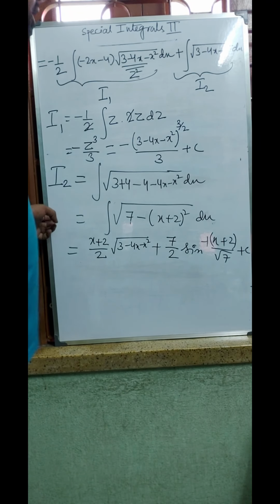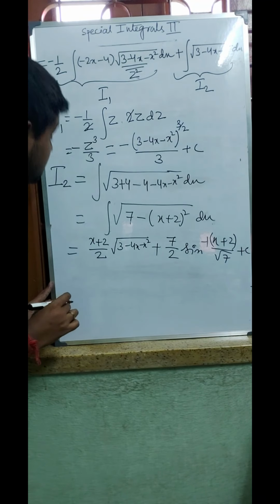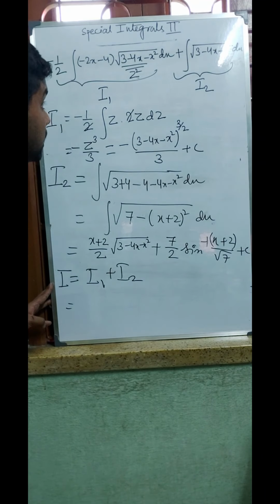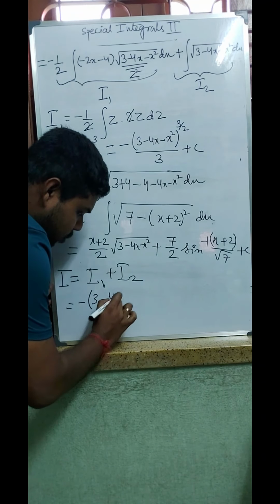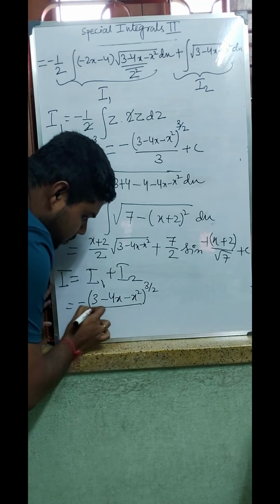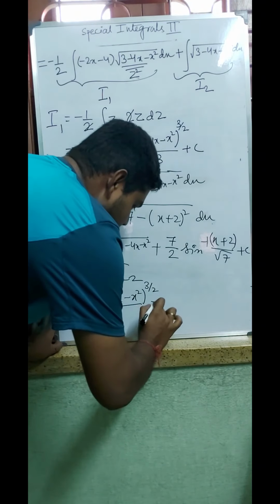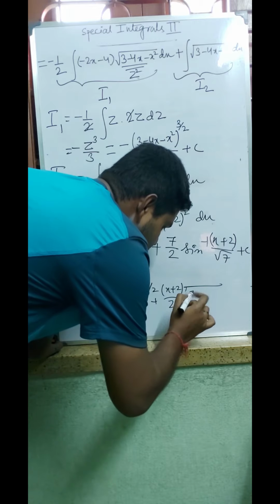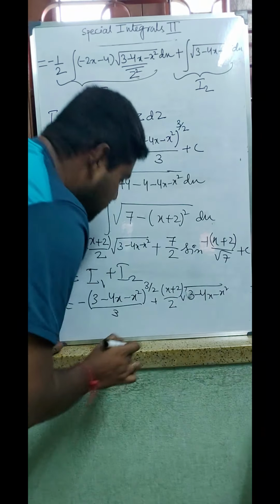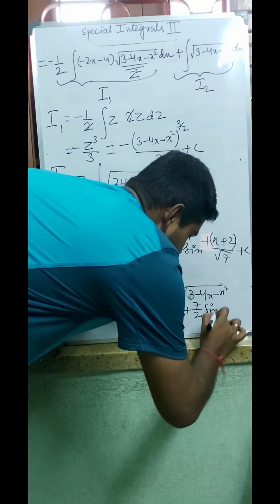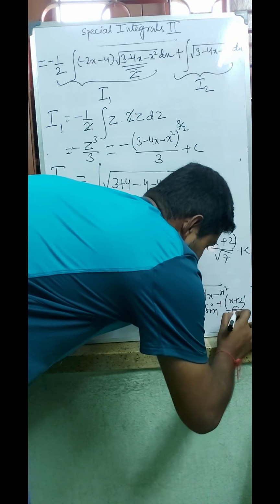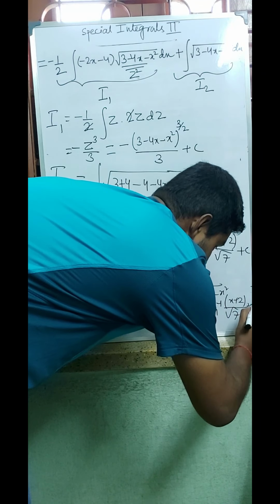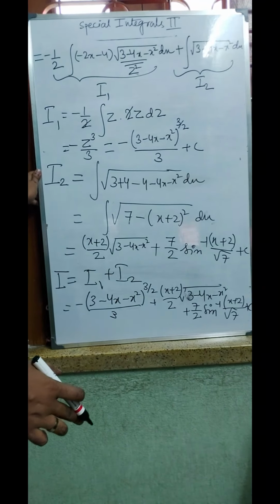So therefore your final answer, that is integration, if I am calling it I, is equal to I1 plus I2, that is minus 3 minus 4x minus x squared whole to the power 3 by 2 by 3 plus x plus 2 by 2 under root 3 minus 4x minus x squared plus 7 by 2 sine inverse x plus 2 by root 7, plus c.